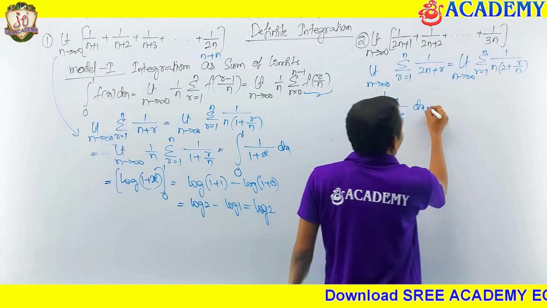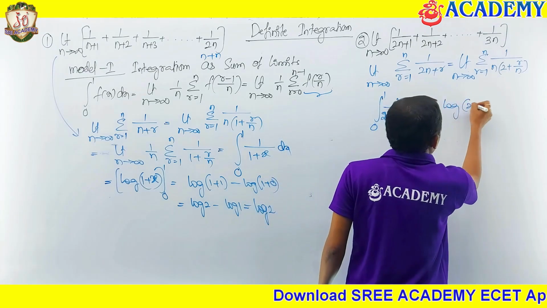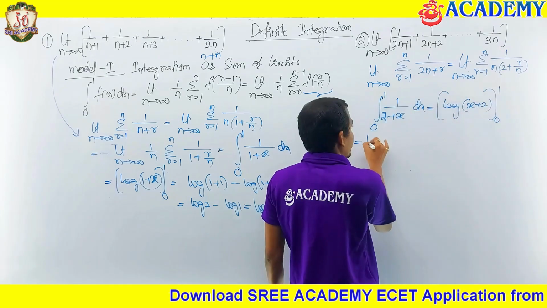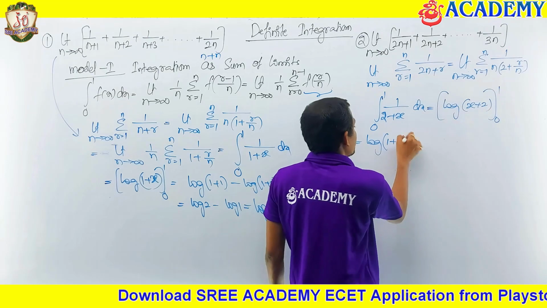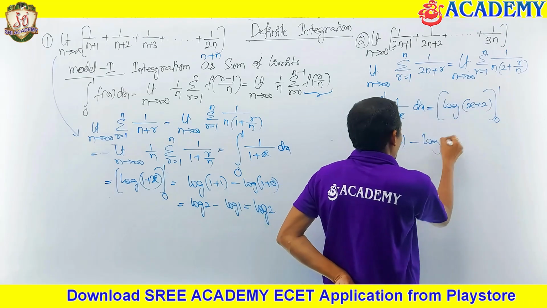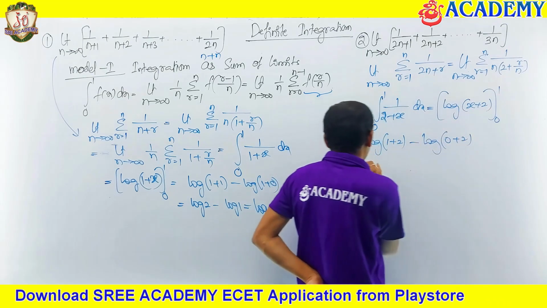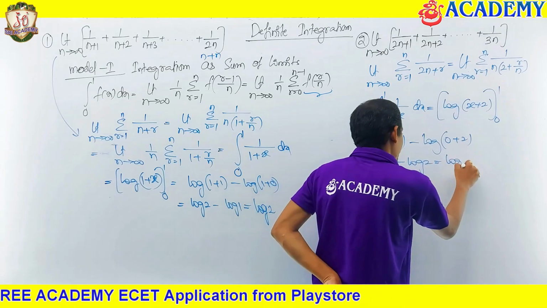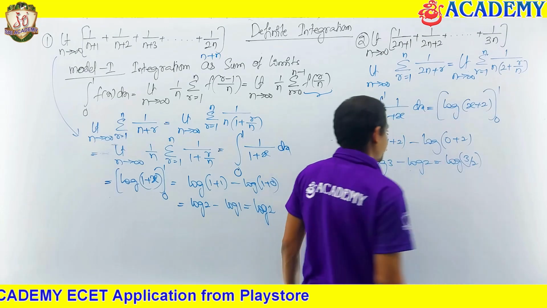Now it's going to be log of x plus 2 from 0 to 1. First the upper limit, log 1 plus 2, next minus log 0 plus 2, is nothing but log 3 minus log 2. We can write log of 3 by 2.